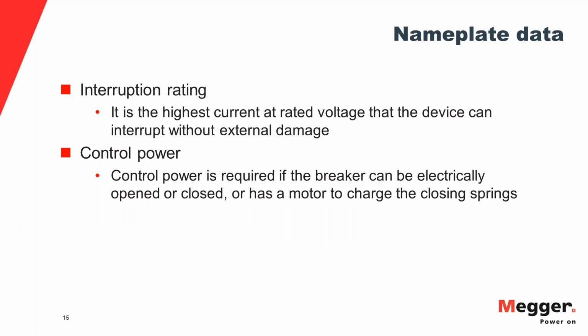Interruption rating or interrupting rating is the highest current at rated voltage that the device can interrupt without external damage. Control power: if the breaker needs to be electrically opened or closed, it has a motor to charge the closing springs, so it's going to need external power.